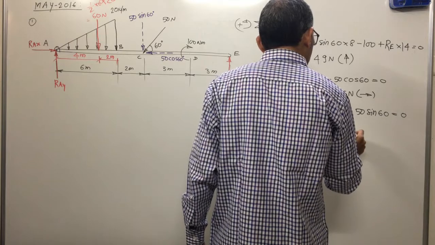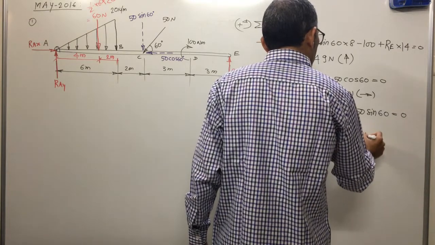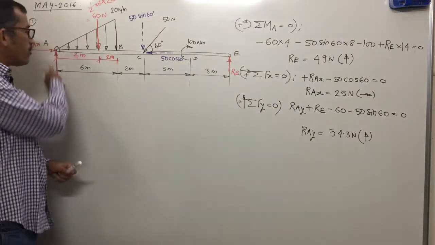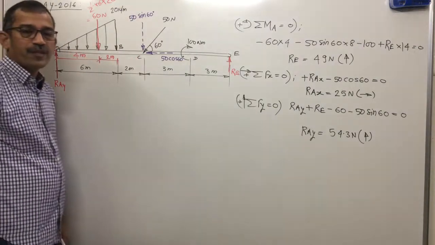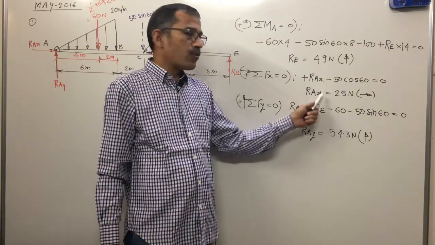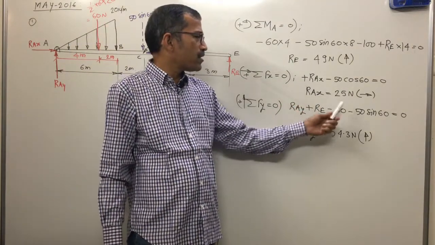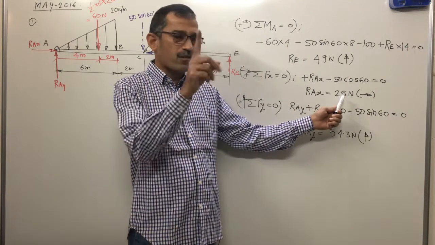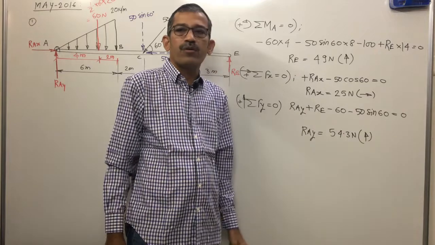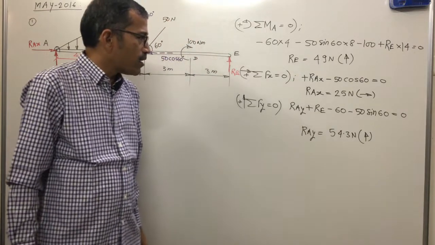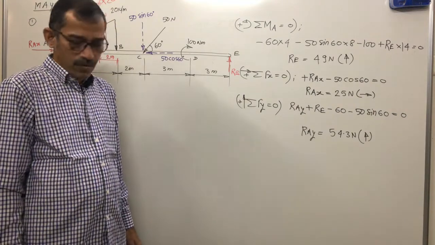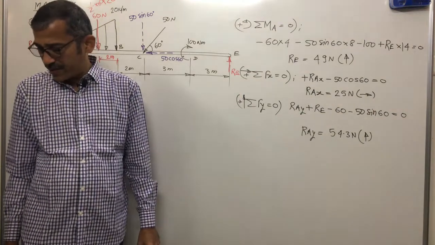And this answer is positive, so again the assumed direction is correct. What is the assumed direction? The assumed direction of Ray is upward. Answer positive means Ray is vertically upward. Whenever we get two components, find the resultant reaction. The resultant reaction will be in the first quadrant because this is rightward and this is upward. Ra is the square root of Rx square plus Ray square, and the inclination of the reaction is tan inverse of Ray upon Rx.